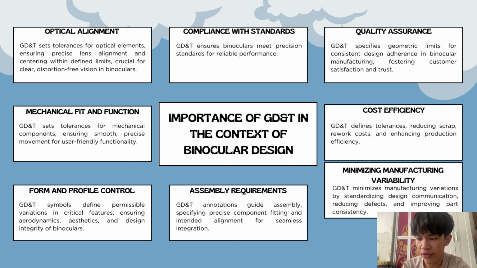And the sixth point is cost efficiency. GD&T defines tolerances, reducing scrap and rework costs and enhancing production efficiency. And the second last point is quality assurance. GD&T specifies geometric limits for consistent design adherence in binocular manufacturing, fostering customer satisfaction and trust. And lastly is compliance with standards. GD&T ensures binoculars meet precision standards for reliable performance.